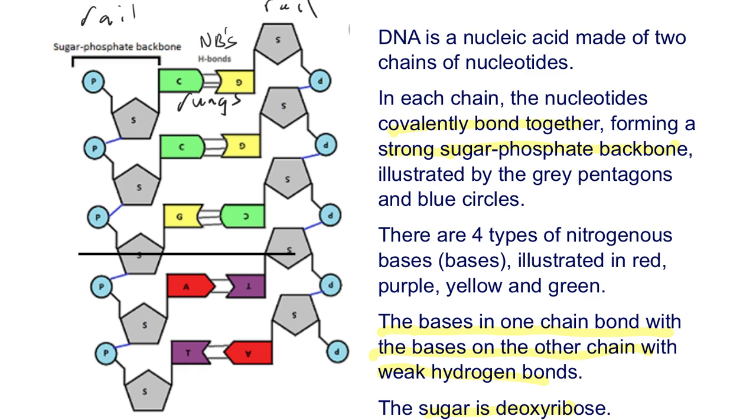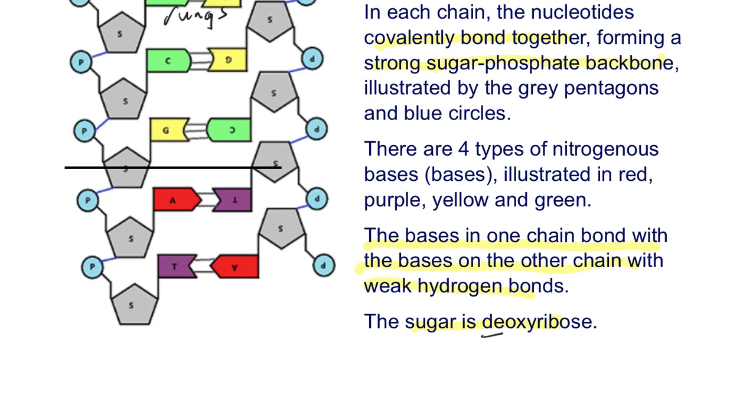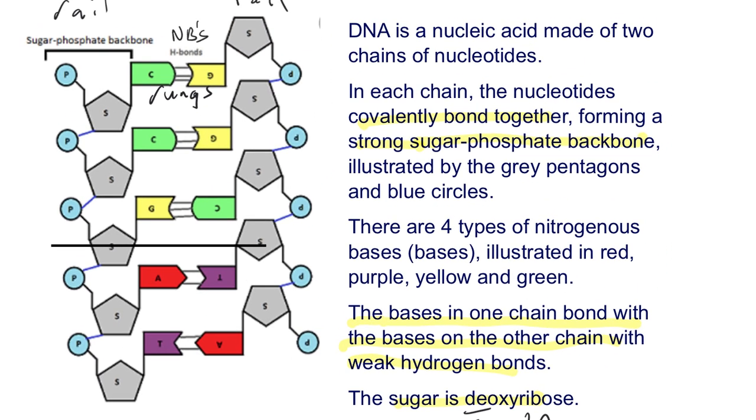The rungs of the ladder. Okay, the nitrogen bases are held together by hydrogen bonds, weak bonds, but when there's a lot of them, it holds them together, like we talked about before. The sugar is deoxyribose. That's where we get DNA. Deoxyribose. Okay, the 4 types of bases we talked about.